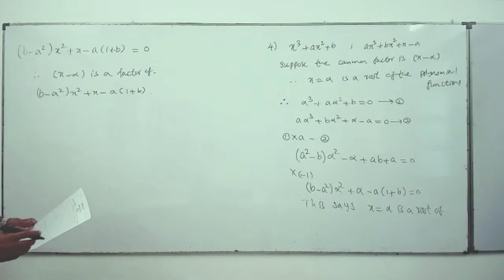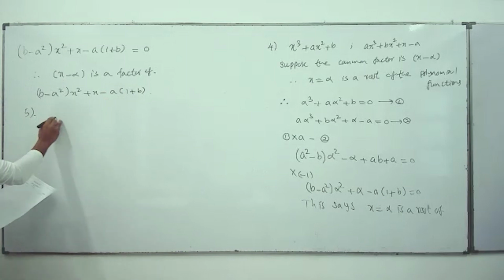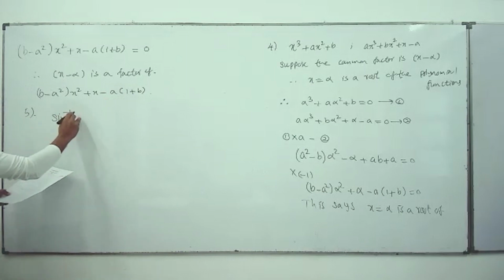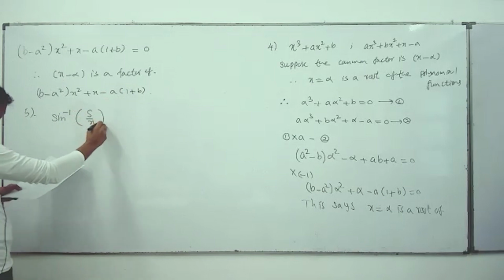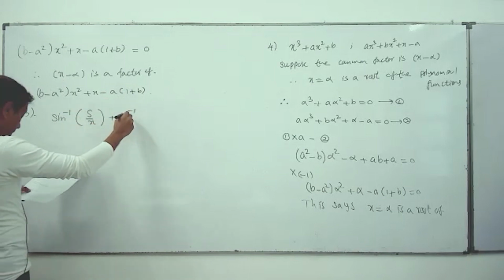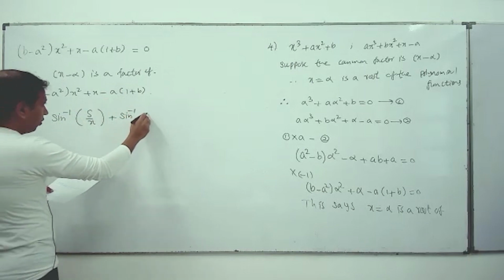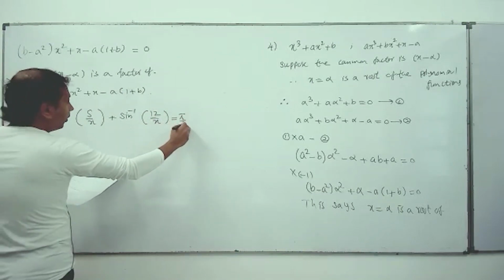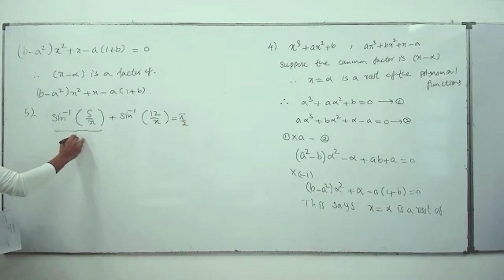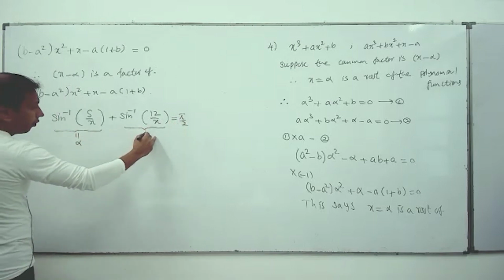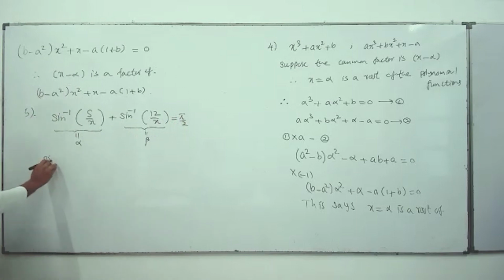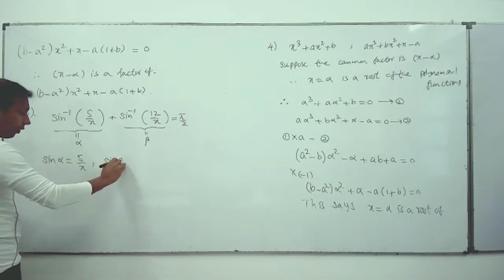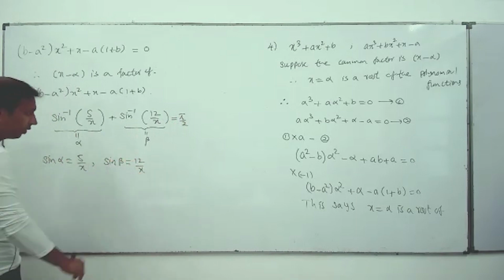Number 5. Solution: sin inverse of 5 over x plus sin inverse of 12 over x equals pi by 2. Take this as alpha, this as beta. Sin alpha equals 5 by x, sin beta equals 12 by x.